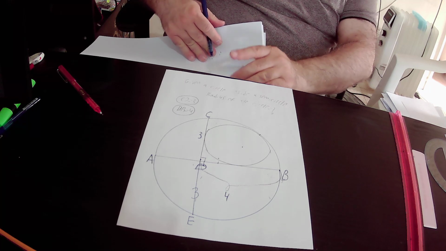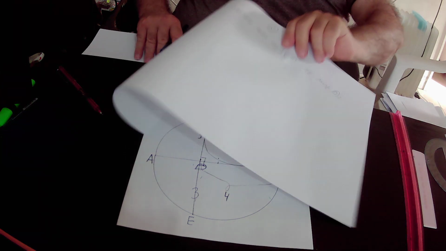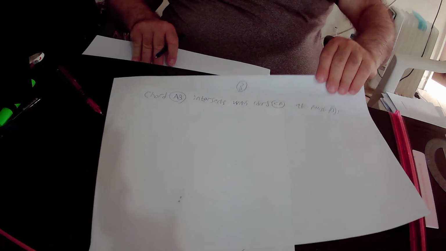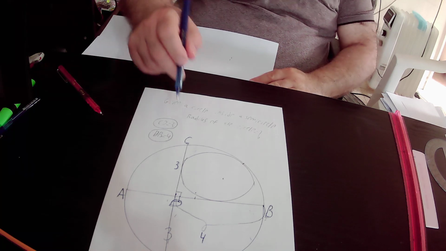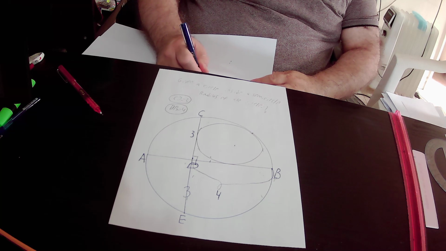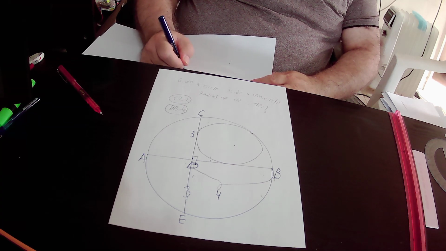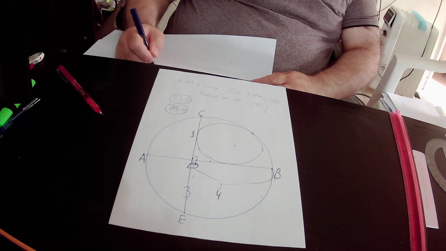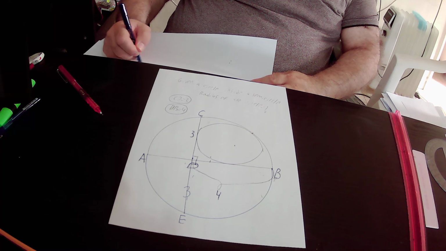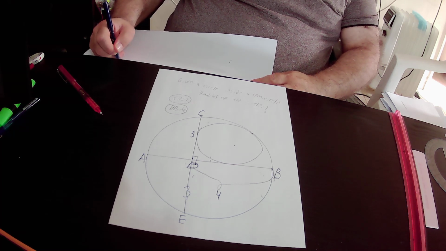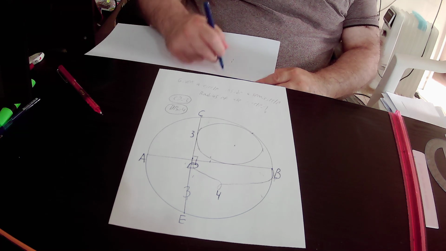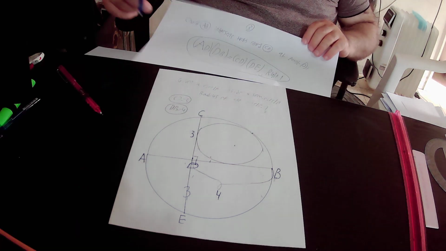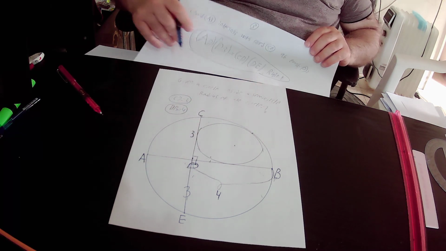Chord AB intersects with chord CE at point D. Therefore, according to rule number 1, we get that AD times DB equals CD times DE.